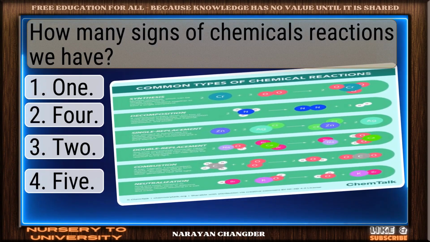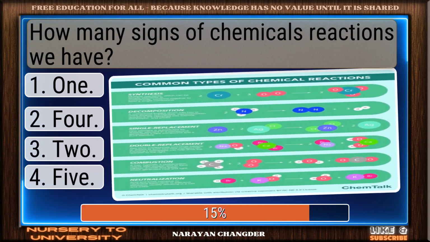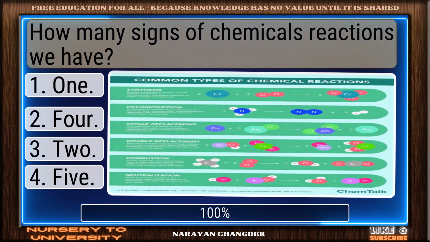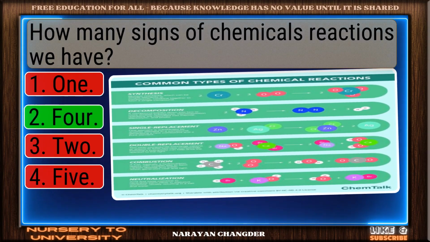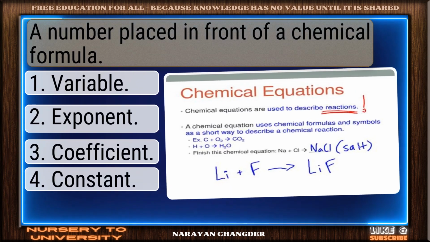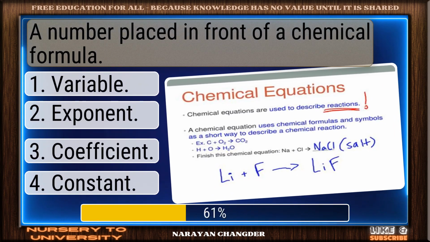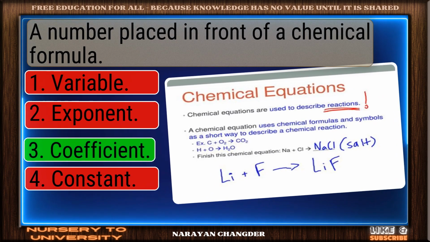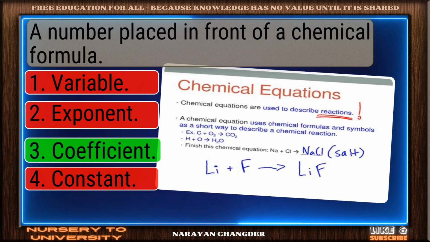How many signs of chemical reactions do we have? You're right. 4 is the correct answer. A number placed in front of a chemical formula. Sharp thinking. Coefficient is the right choice.